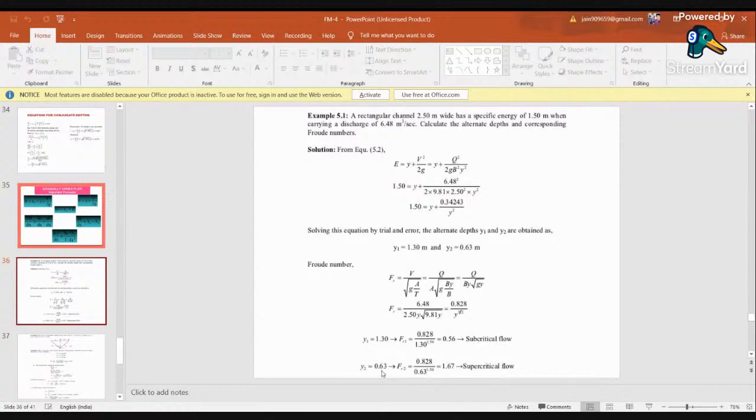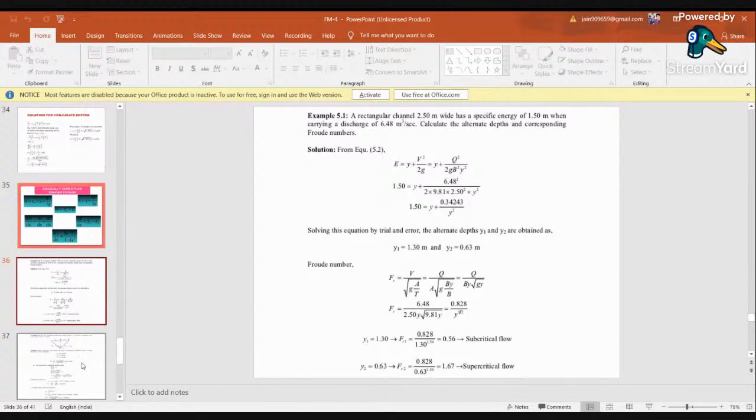And the second depth is coming out as 0.63 and your Froude's number is 1.67, that is the supercritical flow. So at the depth y1 you are getting subcritical flow and at the depth y2 you are getting supercritical flow. Here see, with only y1 and y2 you can differentiate. y1 has a depth of 1.3. It means first it is having a higher depth, then it is having a lower depth. First it is having a subcritical flow and then it is moving to the supercritical flow.